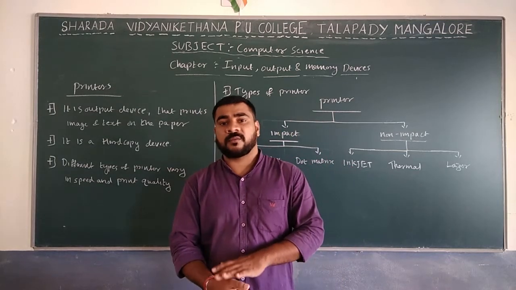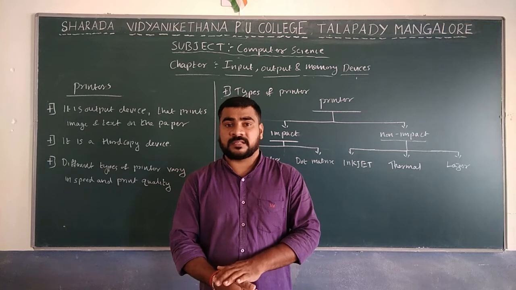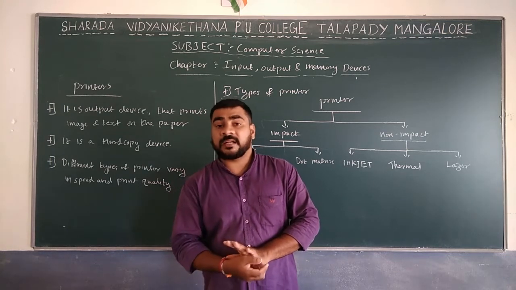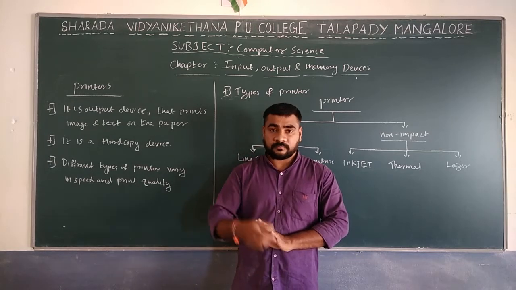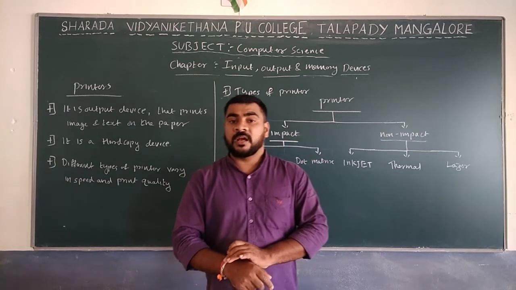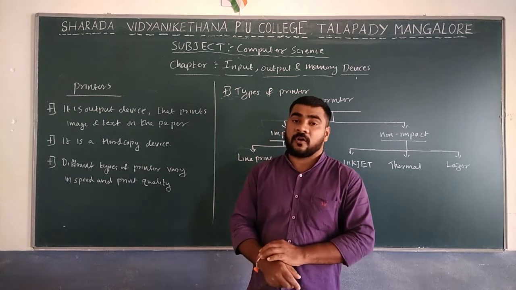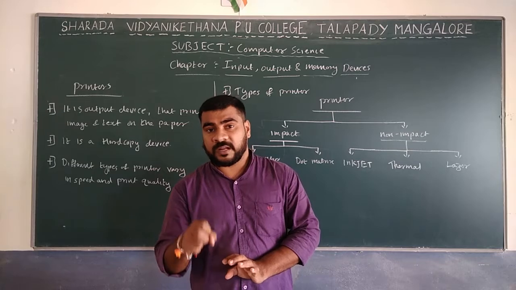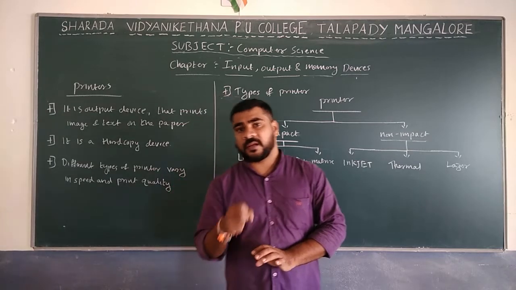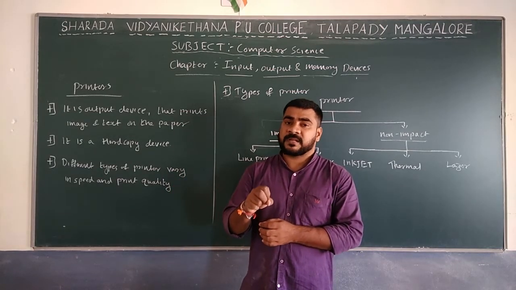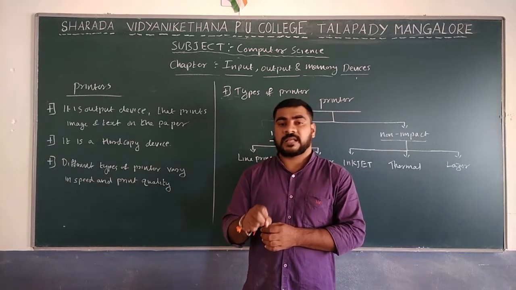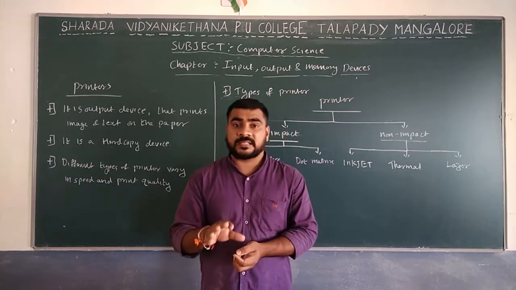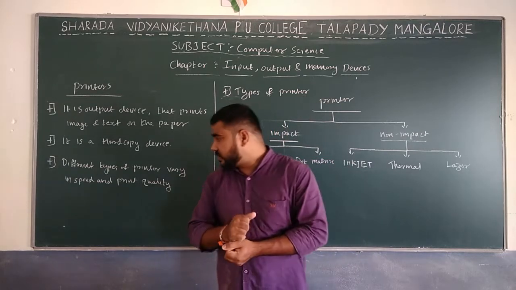Remember, it prints the data or images. Normally we say data. It contains images, text, lines, whatever it is, that appear on the paper. That type of device is known as a printer. Here it is a hard copy device, not a soft copy. Printer is a hard copy device, monitor is a soft copy device. Hard copy means data present on the paper.